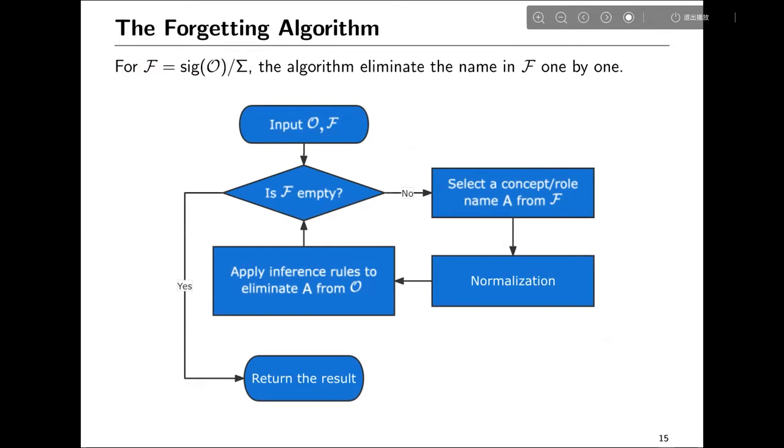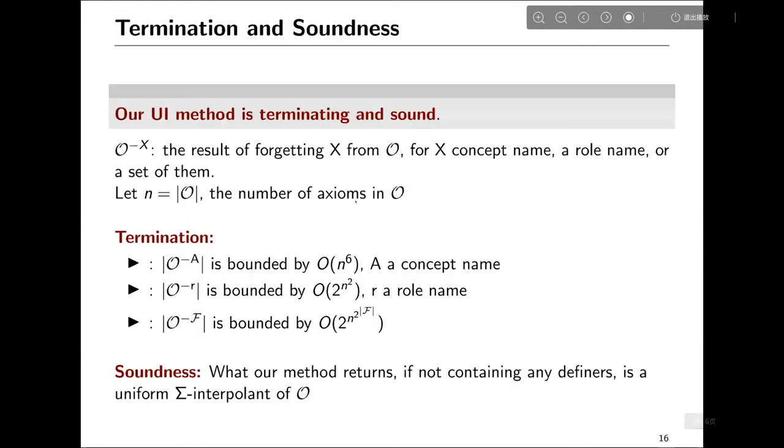Our forgetting algorithm eliminates the names in F one by one. With the input O and F, if F is non-empty, we select a name, then do normalization, then apply the inference rules to eliminate A from O, and then remove A from F until F is empty. And our method is terminating and sound.